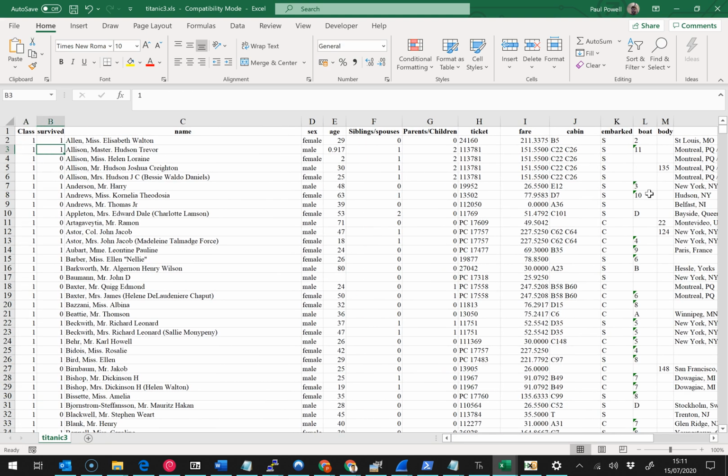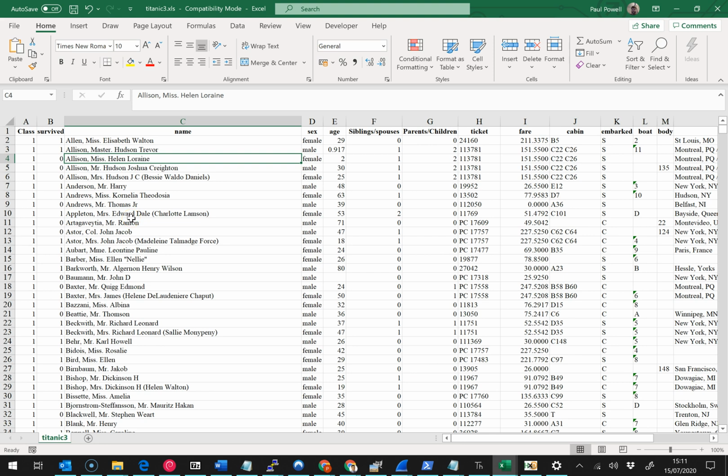So hopefully that gives us an idea of the data, and we are talking about real people here, and there's a lot of tragedy obviously in a disaster of this nature. Coming back to the Allisons again, you can see that Master Hudson Trevor Allison, who was only a baby, less than a year old, is the only person who survived out of his whole family on the ship. So he lost a sister and 2 parents in the disaster. A lot of people died in this disaster, and one of the things we're going to have a look at is how that varied across the ship.